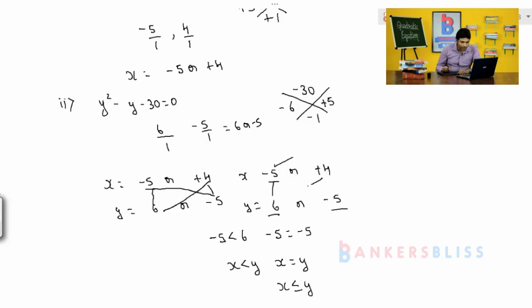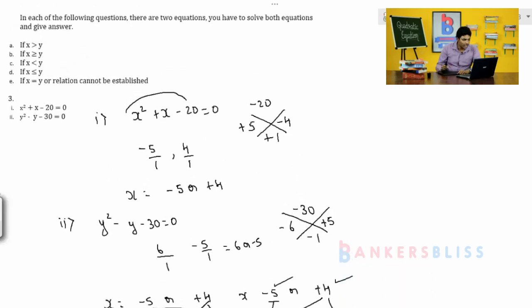But now plus 4 with respect to 6 and minus 5. See here 4 is less than 6, 4 is greater than minus 5. So, can we establish a relationship here? 4 is less than 6, 4 is greater than or equal to minus 5? No. But here we got a relationship. The relationship we got is x is less than or equal to y. Therefore, this is the answer. So x is less than or equal to y, that is option D is your right answer.